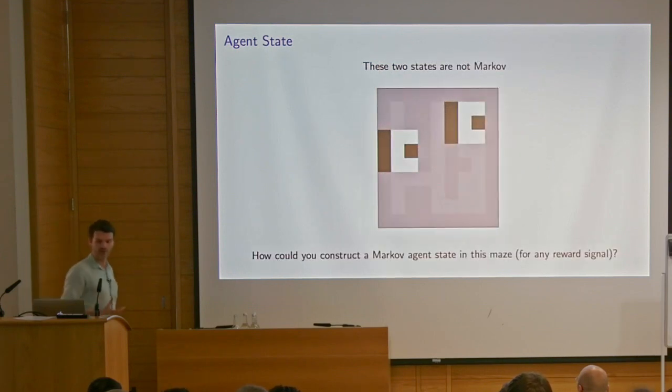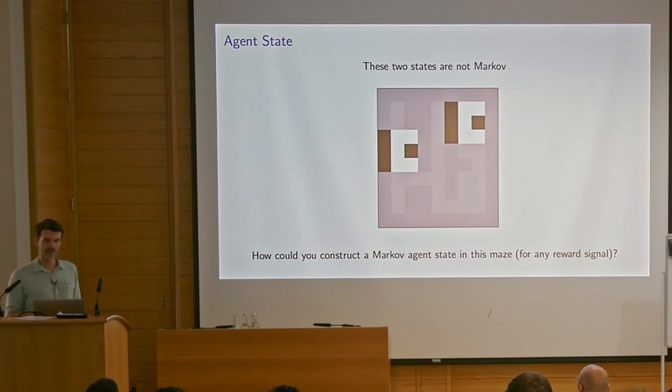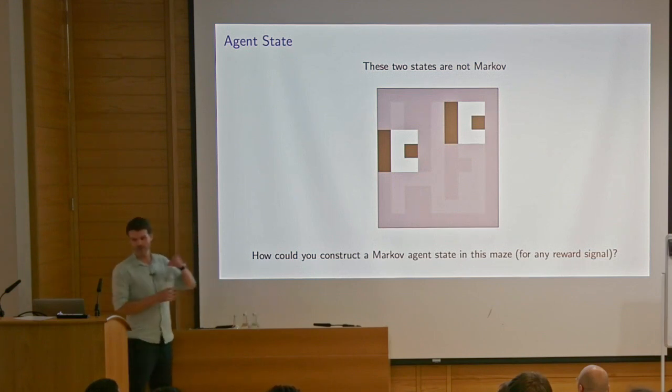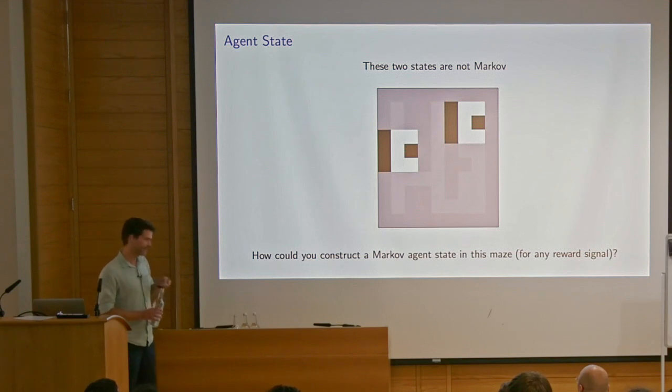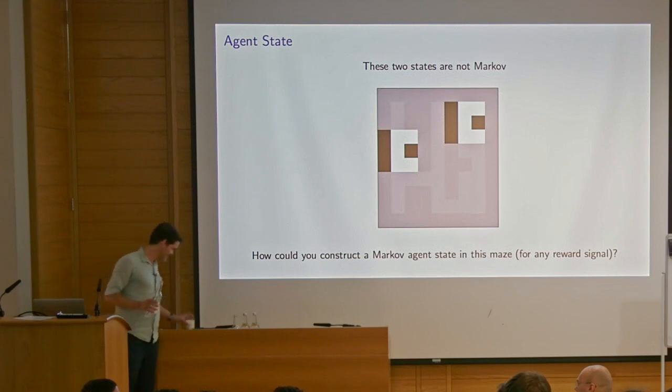So here's a question. How could you construct a Markov agent state that does tell you all that you possibly would want to know in order to predict the future in this maze for any reward signal? So if you don't commit to any reward signal, you should still be able to build up a Markov agent state. Does anybody have a suggestion? Yeah? Piling up in the state, the past n states.